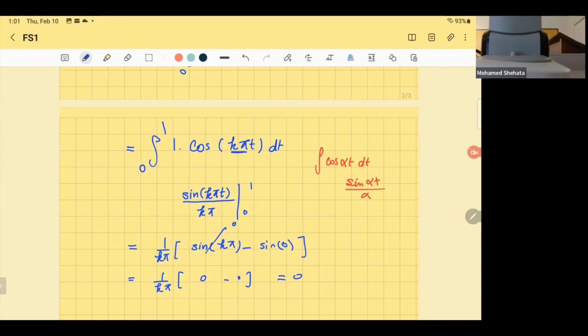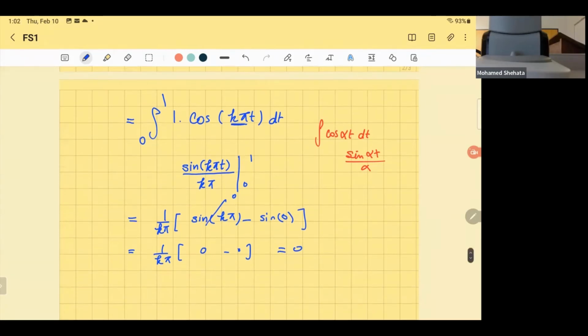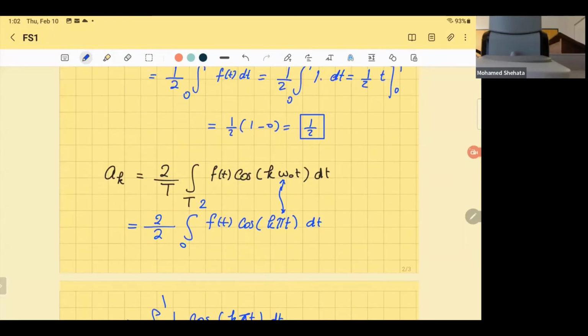What does it mean? We don't have cosine terms, because an is supposed to be multiplied by cosine in the end. But an is equal 0. All right, it happens sometimes. You don't have everything. Sometimes you have bn, sometimes you have an, and in some cases you have an and bn. So we're starting with simple examples. So an equals 0. All right.